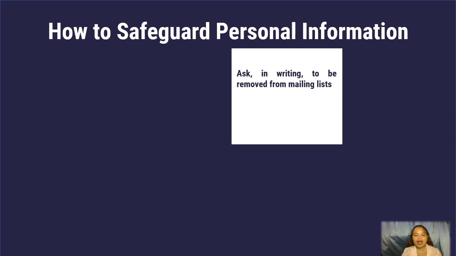And now, ask in writing to be removed from mailing lists. So you can request to be removed from a mailing list by sending a written request to the organization or companies responsible for sending the unwanted mail. In your written communication, clearly state your name, address, and request to be removed from the mailing list. Okay, next.